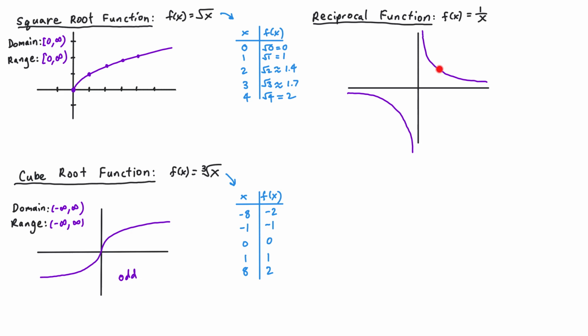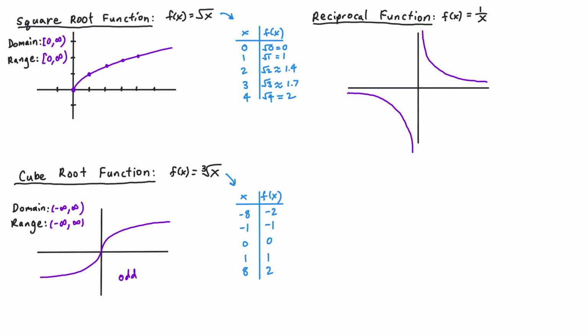If we start here on the graph and we trace to the right, our graph gets closer and closer to the x-axis. This is because as we plug larger and larger values in for x, 1 over x becomes a smaller and smaller fraction. So the larger our input becomes, the smaller our output becomes. That's why as we trace our graph to the right, the y values get smaller and smaller.